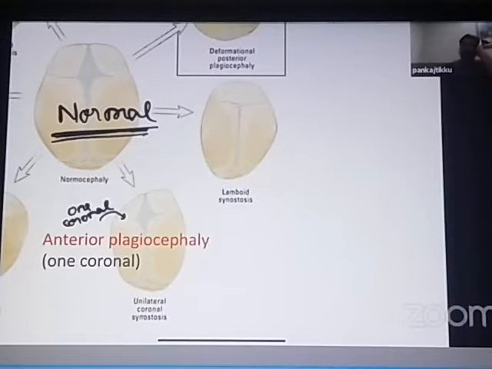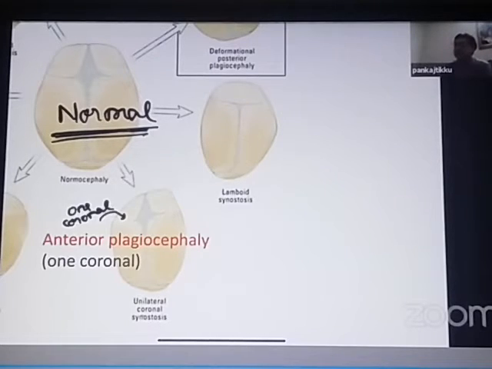So head from the front will become flattened. But if you have both the coronal sutures fusing early, then it is known as brachycephaly. The whole head from the front will be flattened. Here one side of the head has become flattened because one coronal suture has fused early. So what is this condition called? It is known as anterior plagiocephaly.